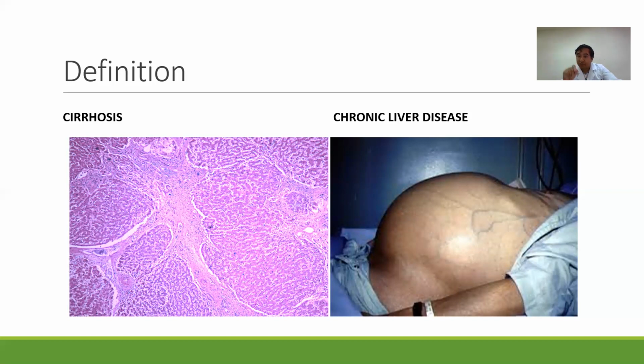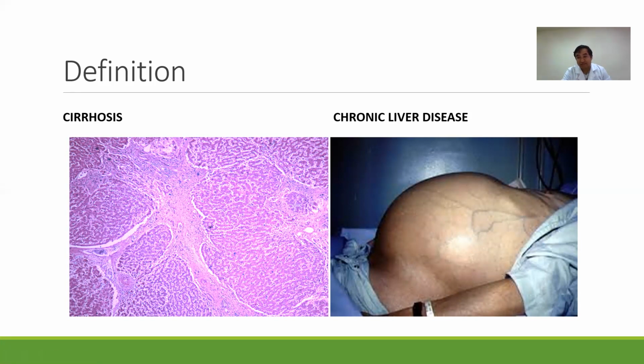If after doing the liver biopsy, under microscopy, we see the fibrosis and the formation of different size nodules in the liver, only then can we say it is cirrhosis. You can see the fibrosis septa and the formation of the nodules. So cirrhosis is the histological diagnosis, whereas chronic liver disease is the clinical diagnosis.